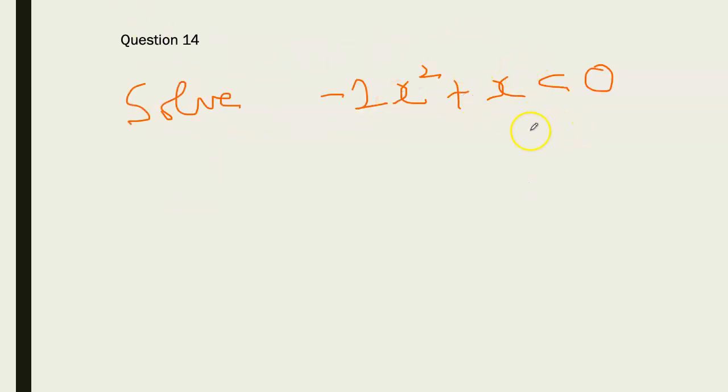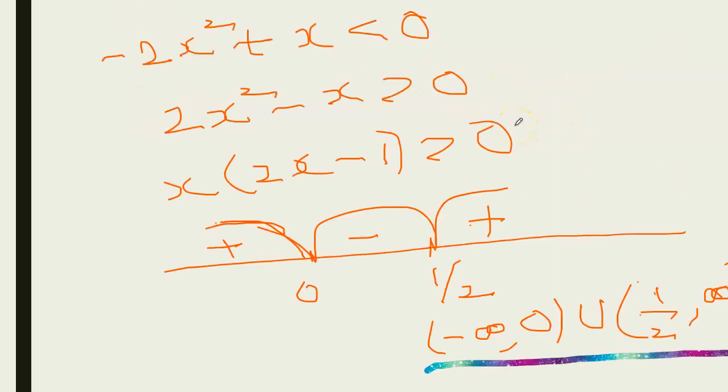Solve minus 2x squared plus x less than 0. Again, what is the coefficient of x squared here? It is negative. So we multiply by minus 1 to make it positive. So less than becomes greater than. So I have 2x squared minus x greater than 0, or x into (2x minus 1) greater than 0. What are your roots? 0 and half. So again we divide it into intervals. Starting with the rightmost interval we put plus. So when will it be positive? Minus infinity to 0, union half to infinity. Do we include 0 and half? No, because we have strictly greater than 0.